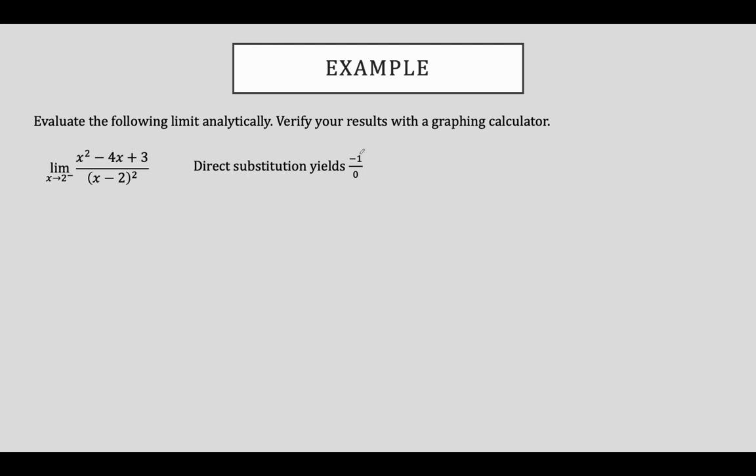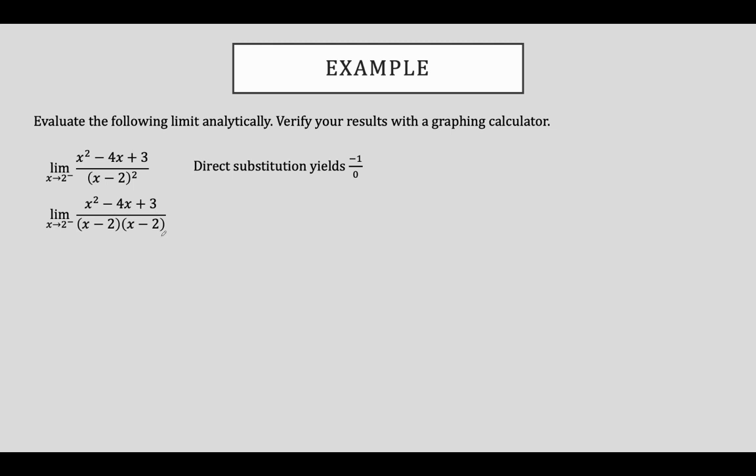Negative 1 divided by 0. I have a non-zero number divided by 0. That tells me I am dealing with an infinite limit. The answer will either be positive infinity or negative infinity. To find out, we must factor the denominator. And in this case, we just have x minus 2 times x minus 2. That's x minus 2 quantity squared.